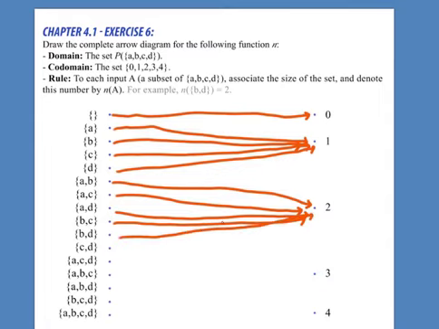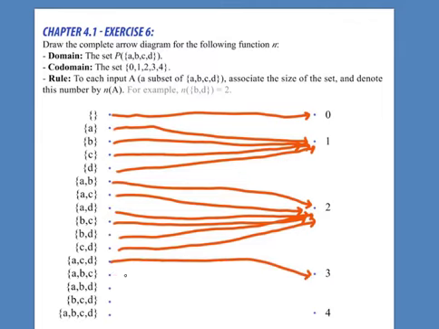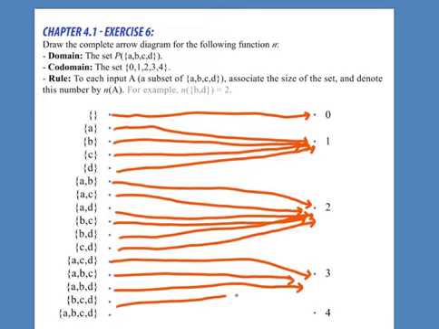And these sets are the size of 3, so that would go to 3. The last set is the size of 4, so this domain would connect to this codomain of 4. And that concludes the answer to exercise 6.